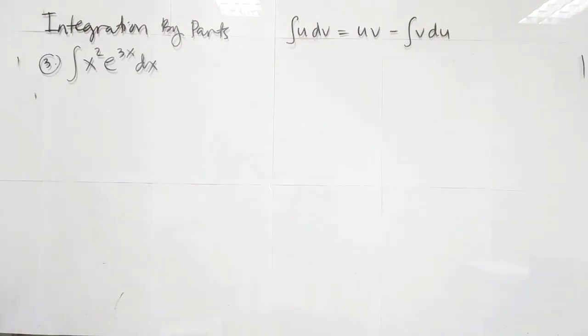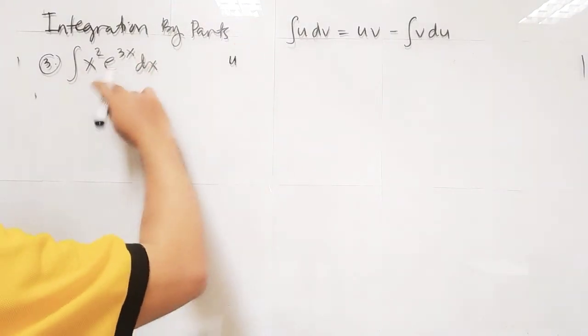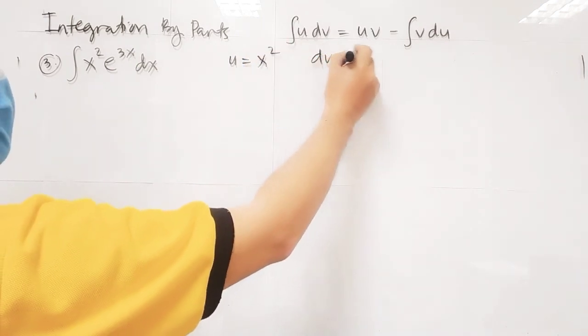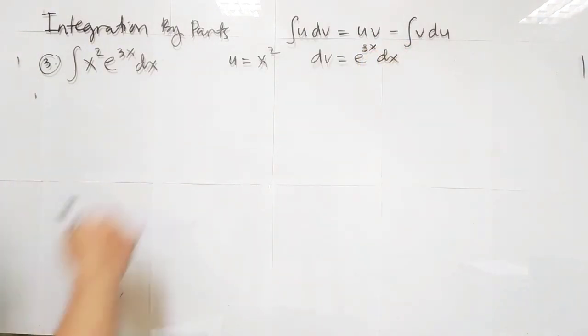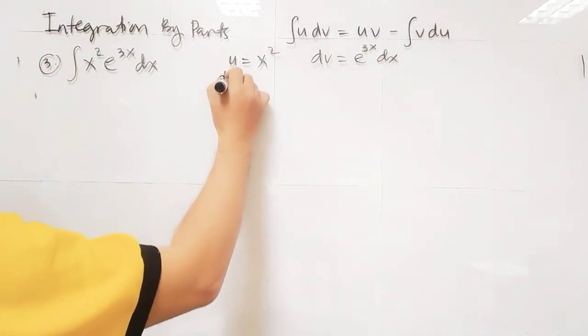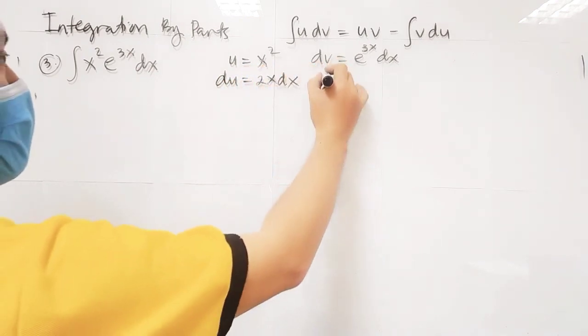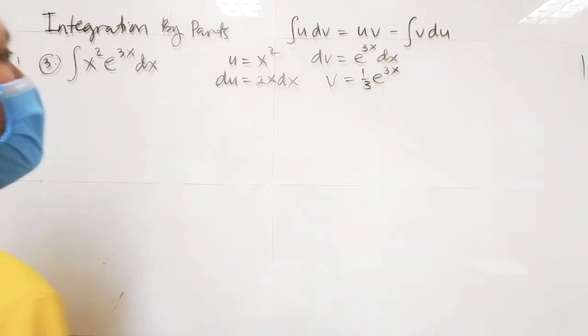We have another example for integration by parts: the integral of x squared e to the 3x dx. We have to decide what will be our u and what will be our dv. Our u again is x squared, and dv is equivalent to e to the 3x dx. So when we take the derivative of u, du equals 2x dx, and if we integrate dv, v equals 1/3 e to the 3x.